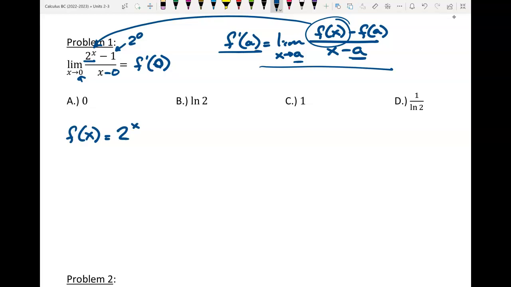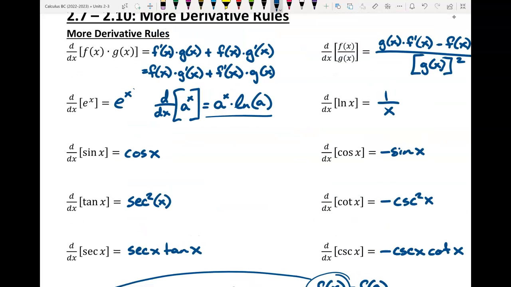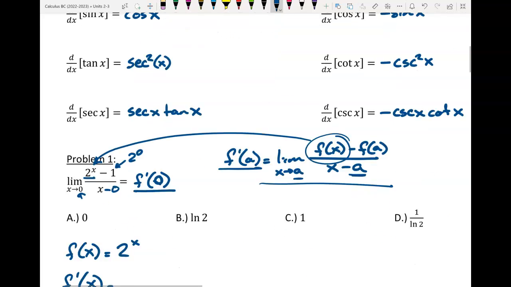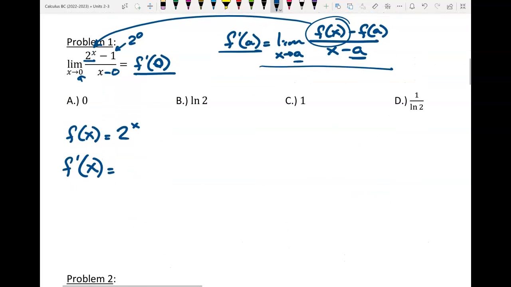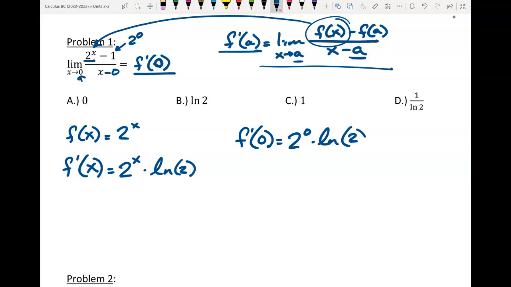Then if I want to know f prime of 0, I need to know first what f prime is. Using the derivative rule for an exponential, that would be 2 to the x times the natural log of 2. So f prime of 0 would be 2 to the 0 times the natural log of 2. Well, 2 to the 0 is 1, so that's just the natural log of 2. So b.